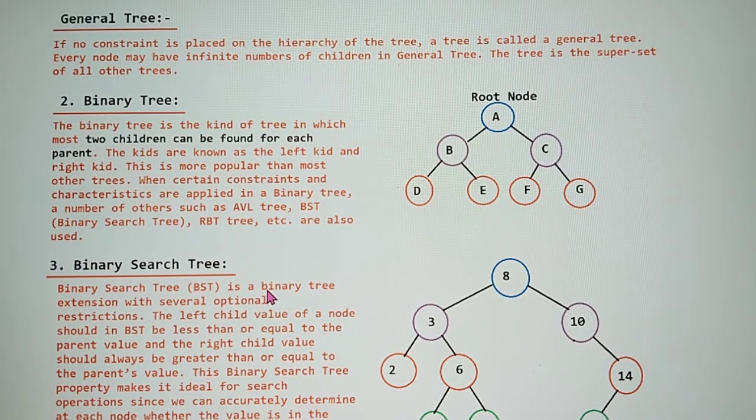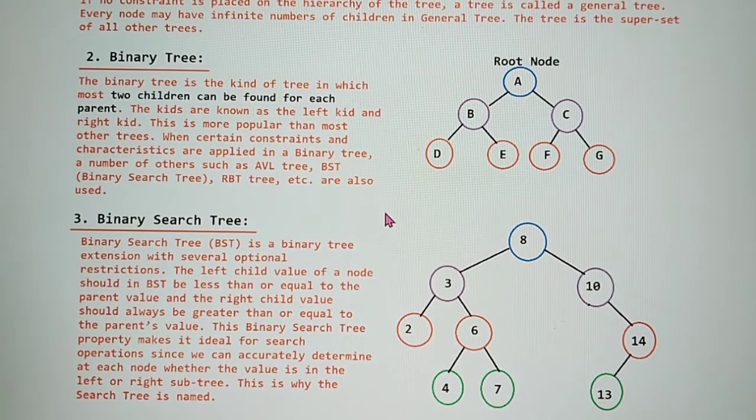So now I want to come to the binary search tree, the most important tree. At first I wanted to say about the binary tree for your better concept. I know it's quite long, but the binary search tree is the most important tree, because I have written more information in this definition. Binary search tree, or BST, is a binary tree extension with several operation restrictions.